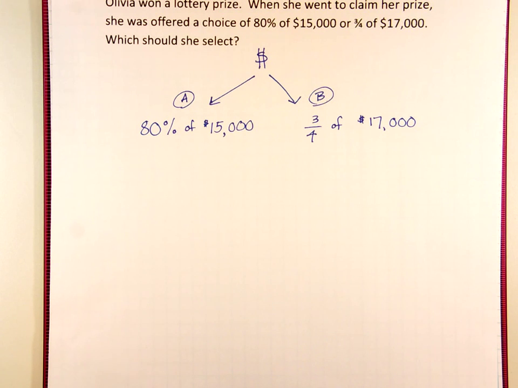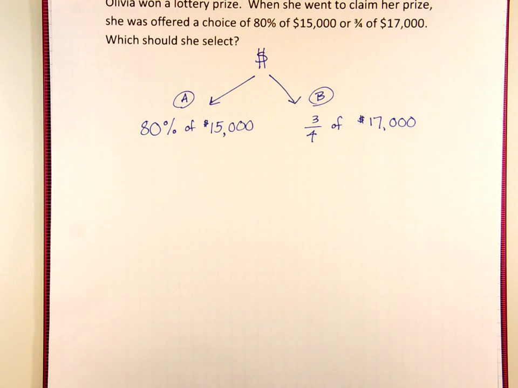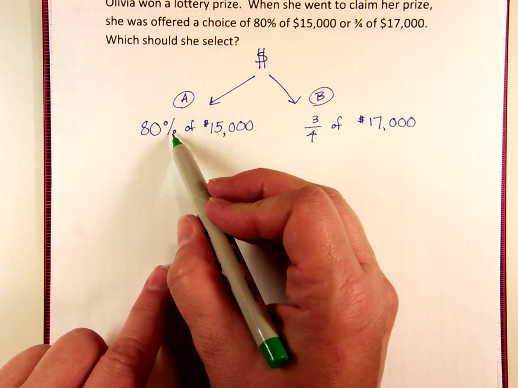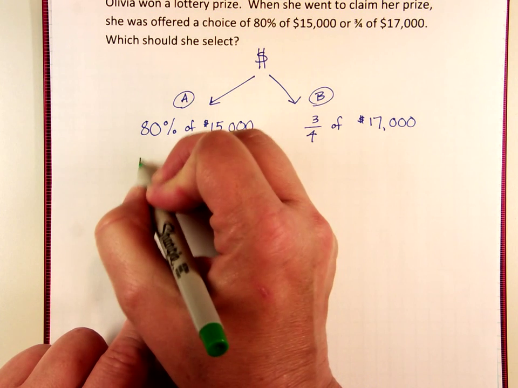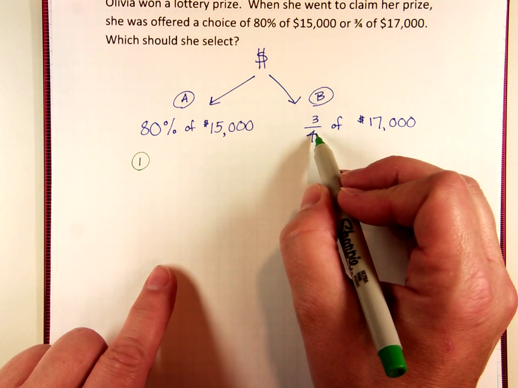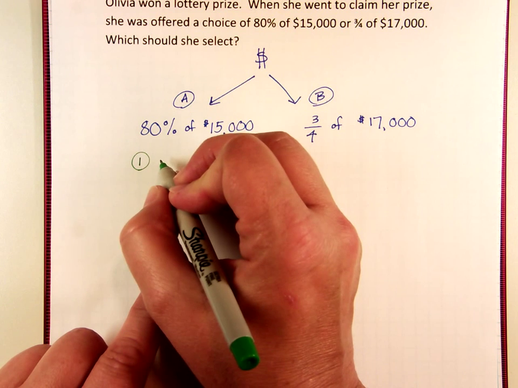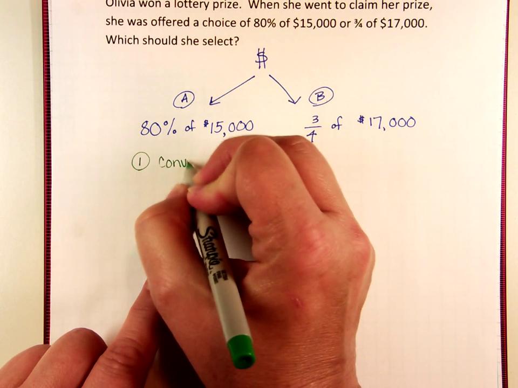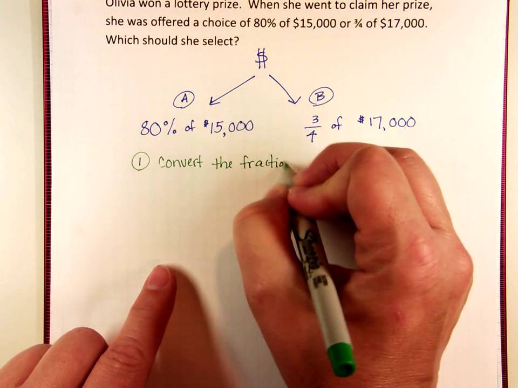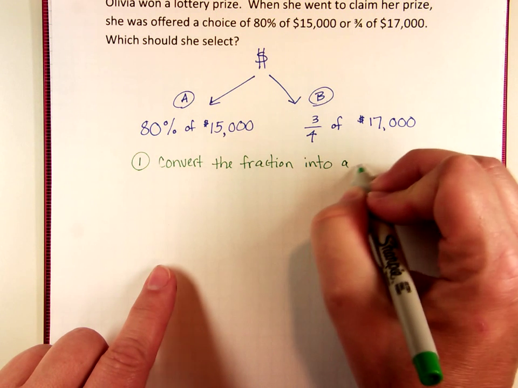Step number 2, make a plan to solve the problem. Come up with a strategy and then estimate the answer. So, our strategy, first of all, I know we're going to have to make these even. You have a percentage here and you have a fraction here. So step number 1, first thing that I'm going to do is convert this fraction into a decimal. And that will allow me to use it to multiply, and I can compare better. So I'm going to convert the fraction into a decimal.